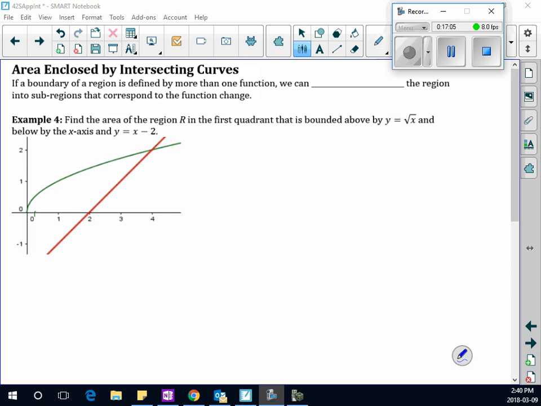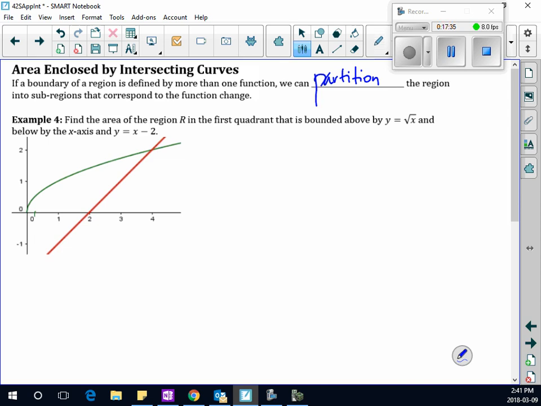Okay, so if a boundary of a region is defined by more than one function, we can partition. We can cut it up if you want. Partition the region into subregions that correspond to the function change. Yeah, split. We can split the region into subregions that correspond to the function change.